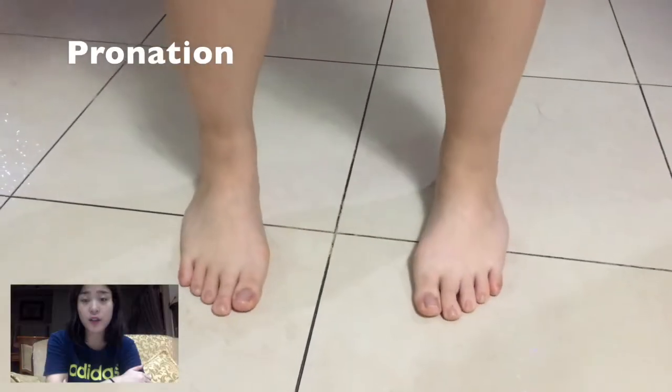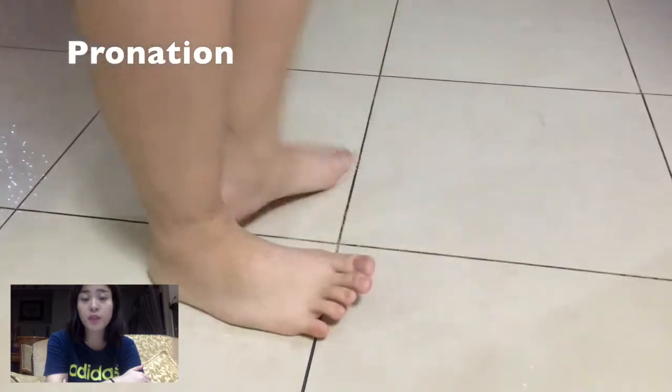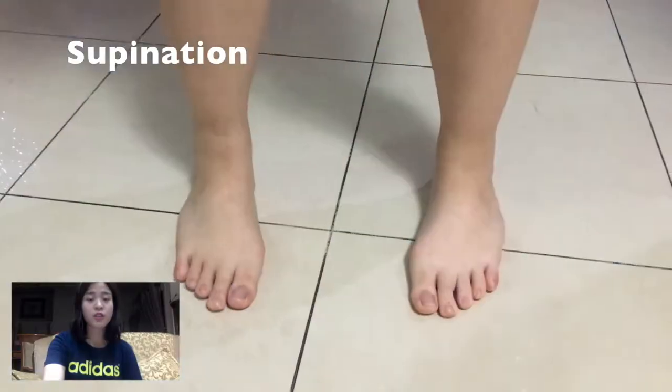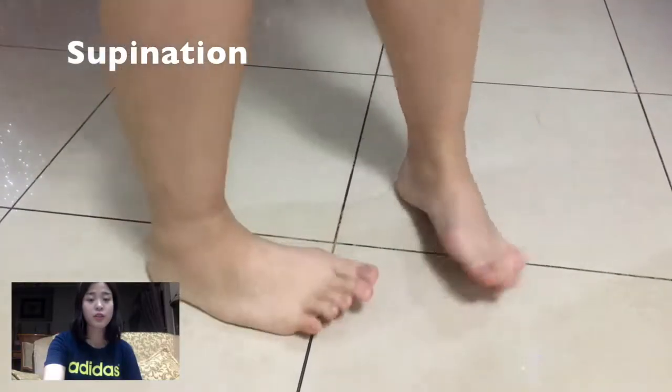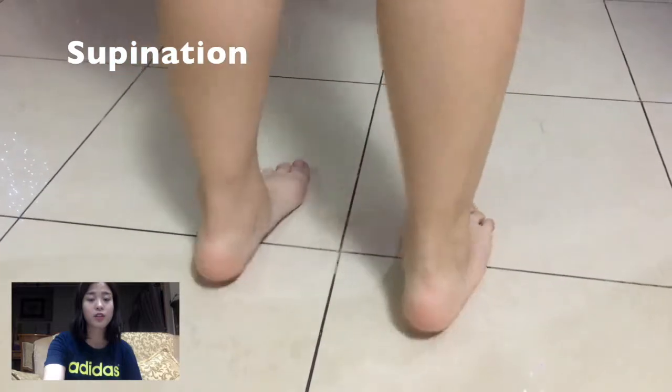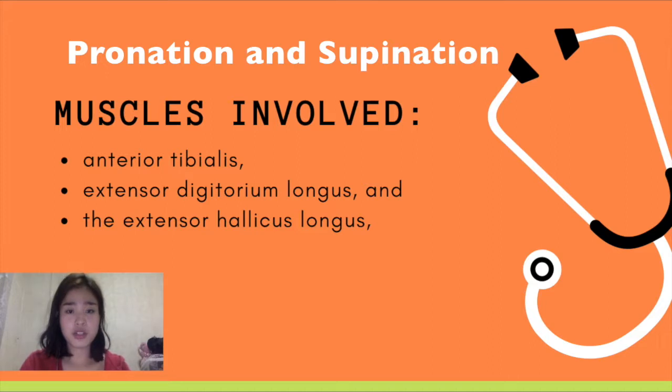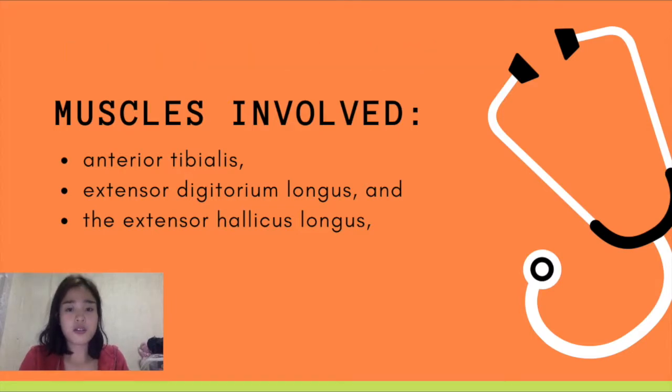Pronation is the rotation of the forearm so that the palm faces posteriorly in relation to the anatomical position. Supination is the rotation of the forearm so that the palm faces anteriorly in relation to the anatomical position. The muscles active during pronation are the tibialis anterior, extensor digitorum longus, and extensor hallucis longus.